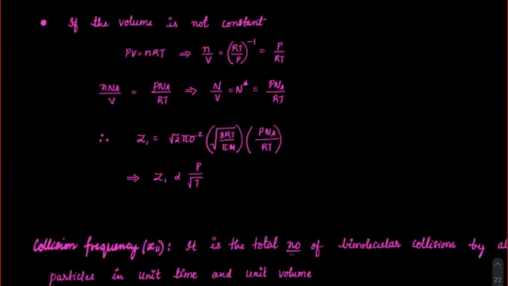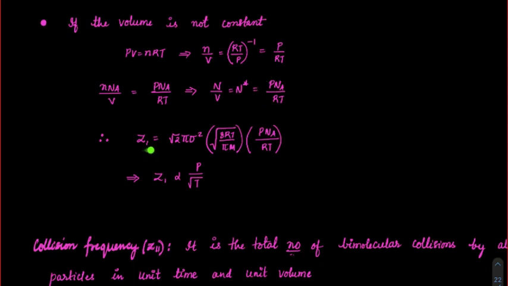Now, the next important conclusion is, if volume is not constant, if volume is changing, then we know that we can write PV equals nRT. Then n by V can be written as P by RT. Now, I multiply Na on both the sides. n into Na will become the number of particles, and number of particles by V is given as N star. We just got that. So N star will be equal to P into Na by RT.